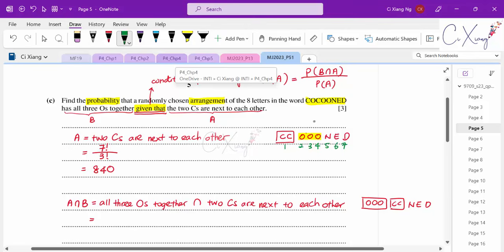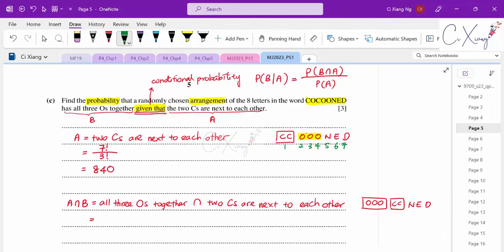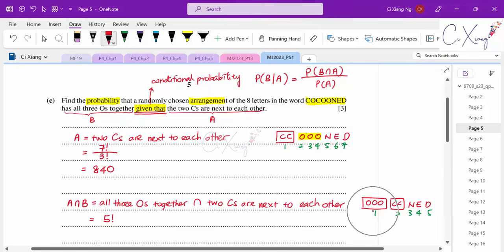Okay, so when I want to arrange the combination like this, how many items am I having here? 1, 2, 3, 4, 5. I'm having 5 items here. Therefore, I need to arrange 5 items, so it is 5 factorial. Out of the 5 items, there is no identical letter, because the 3 O's I make as one unit, so it is not considered identical letters. The 2 C's I also consider as one unit. So between the 5 items here, there's no identical. Therefore, the answer is straightforward, which is 5 factorial for A intersect B, and therefore I'm having 120.